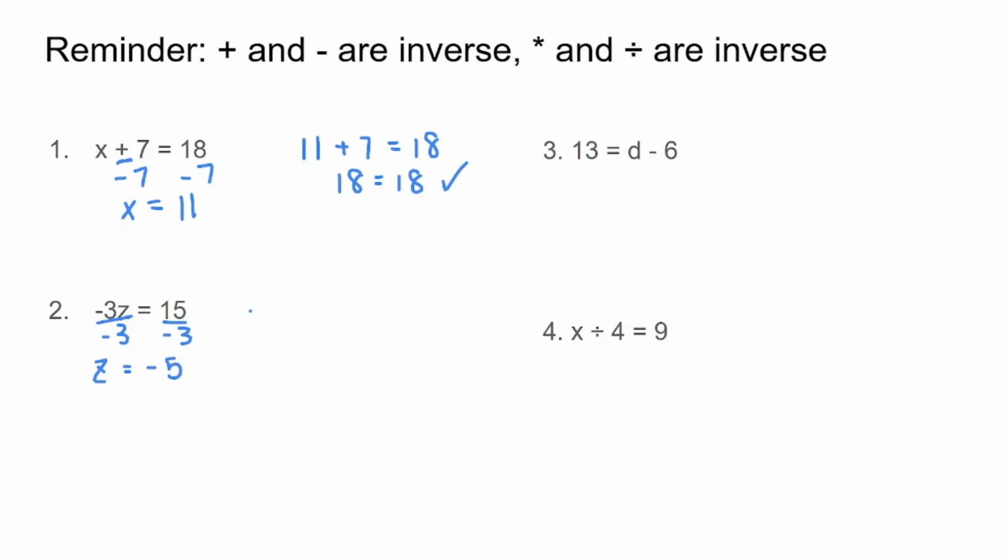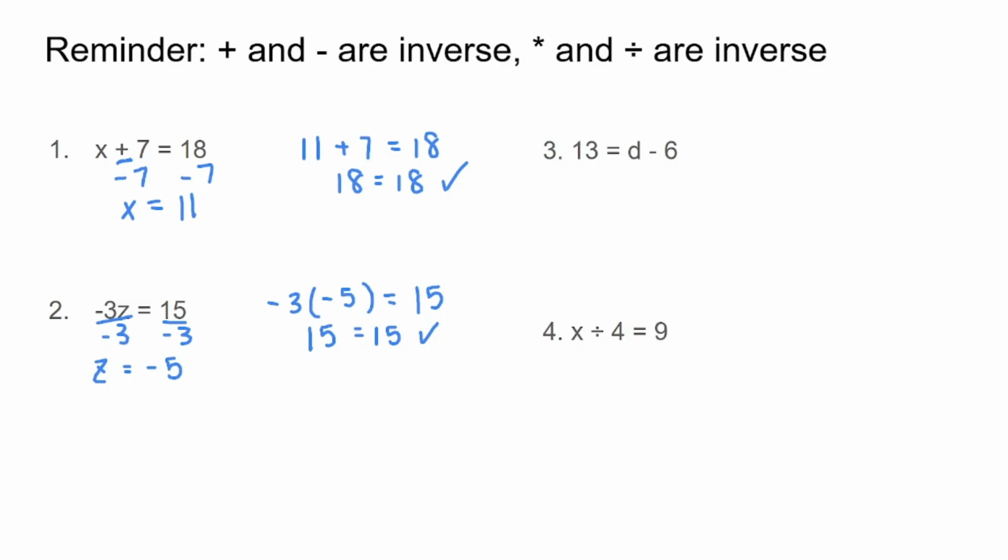Let's check our answer again. So negative 3 multiplied by negative 5 equals 15. We're going to see, in this case, 2 negatives become a positive. So this is going to be 15 equals 15. We know that's correct as well.